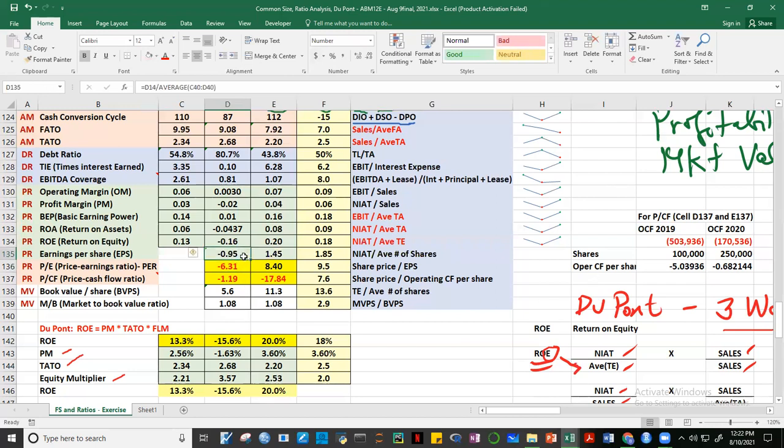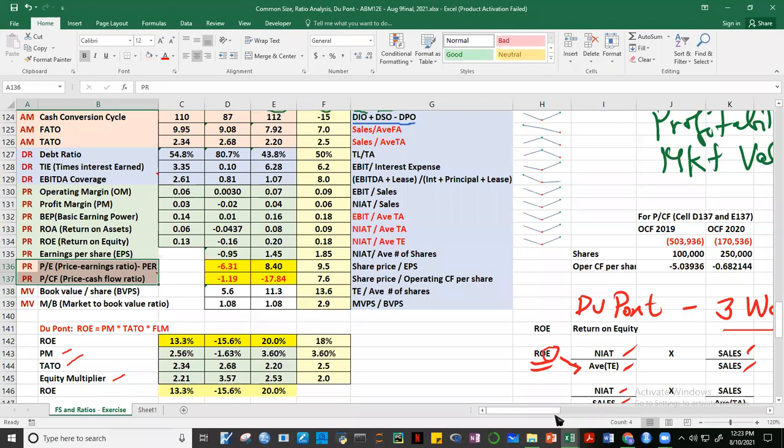So we expect this to be negative. So ang ibig sabihin nito, bawat isang share naglo-lose ng 0.95 kasi it's negative. But it improved in 2020. It's now positive kasi positive na yung net income natin. So bawat isang share kumikita dito ng 1.45 pesos. Okay, but we lack in terms of our direct competitor kasi sila 1.85. So mas kumikita yung bawat isang share nila. Tayo 1.45, sila 1.85.